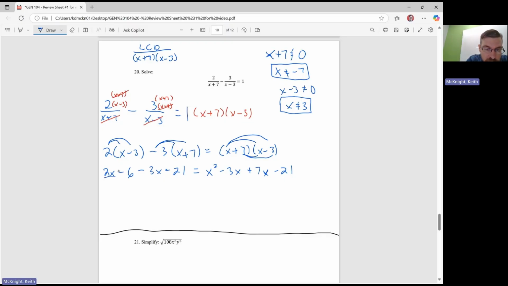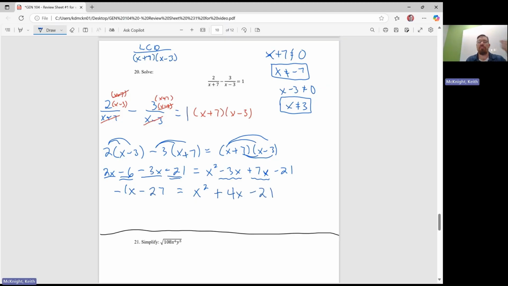So on this side of our equation, we have a 2x and a minus 3x. That's going to be negative 1x. We also have a negative 6 and a negative 21. That makes negative 27. Now, on this side of our equation, we have a negative 3x and a plus 7x. So that's going to create an x squared plus a 4x minus a 21.